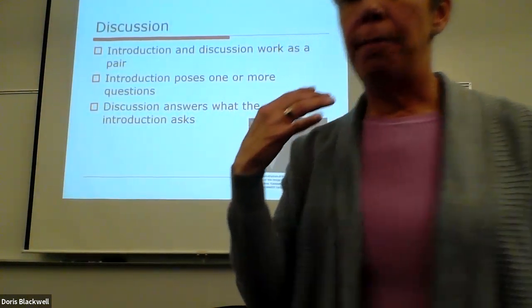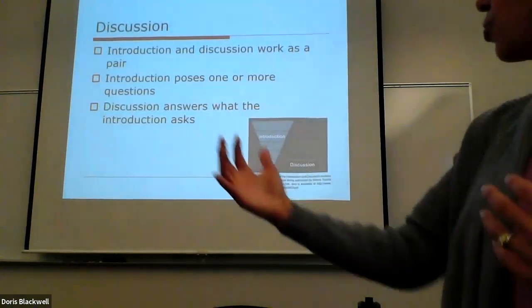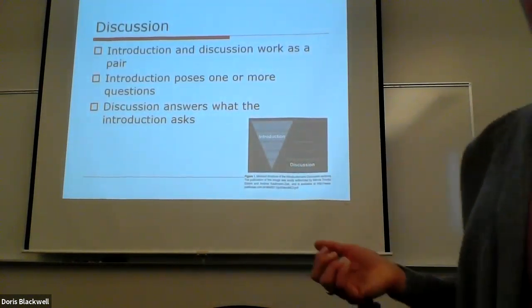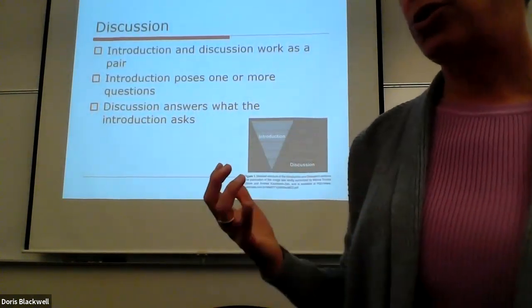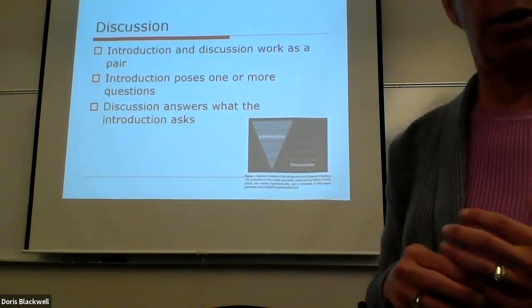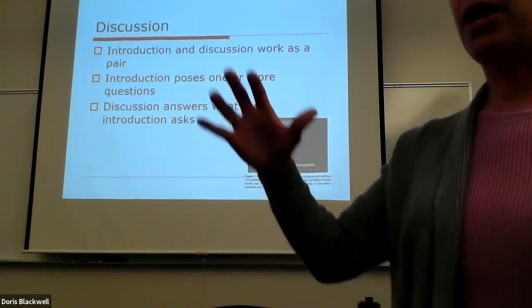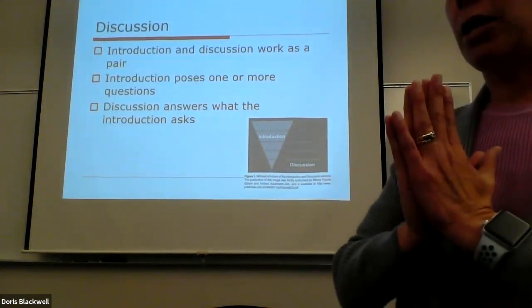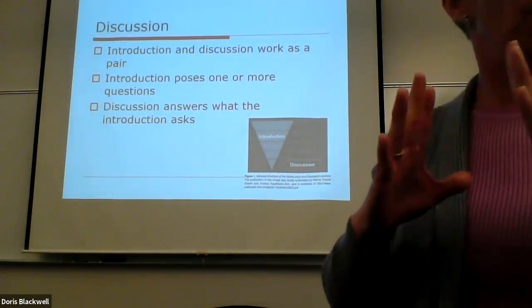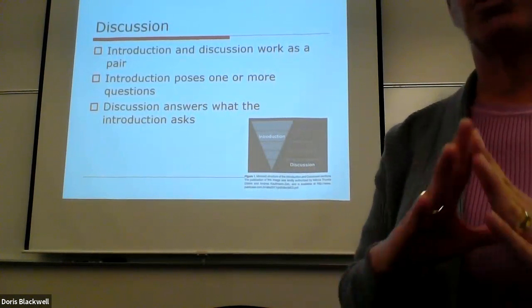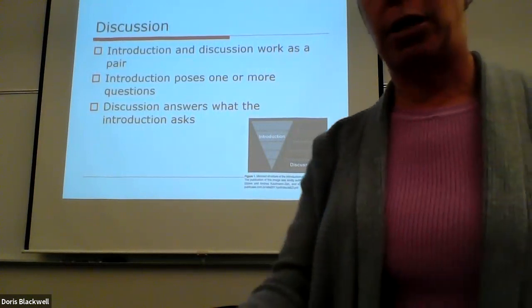So we talked about the introduction and the discussion. They should work in pairs. So in the introduction, we're posing one or more questions. We have our research questions, right? And then in our discussion, we're answering those questions. Okay, so we want to think about how those work together. Again, in the introduction, we start broad and we narrow down to the purpose of our study. In our discussion, we start specific. So what are the most important findings? And then we fan out to the broader. So what are the implications of the findings from our study?